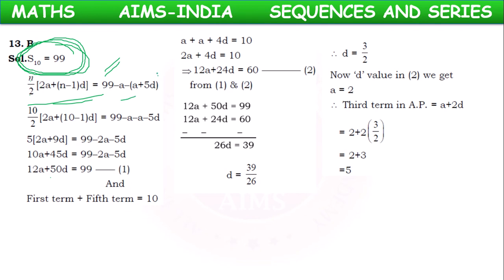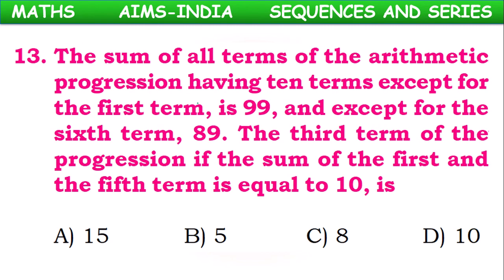Here children, we have to change the question. Actually, please change the question as: the sum of all terms of an arithmetic progression having 10 terms except for the first term and except for the sixth term is 99. The sum of 10 terms except for the first term and except for the sixth term is 99.